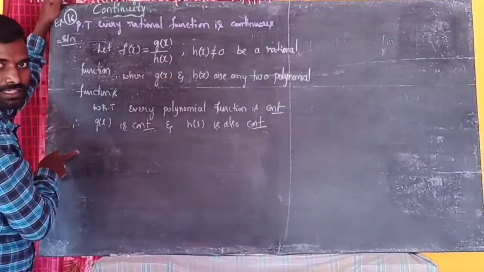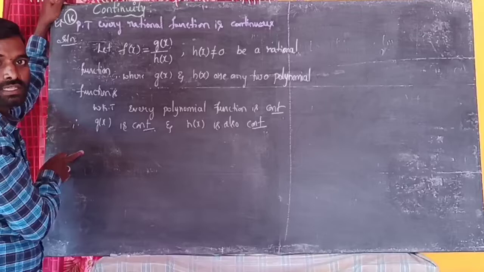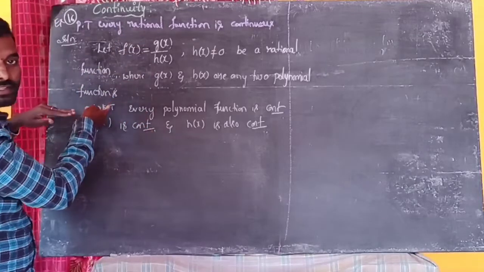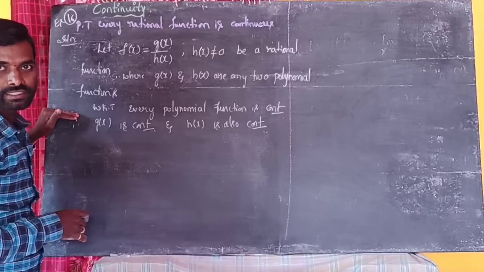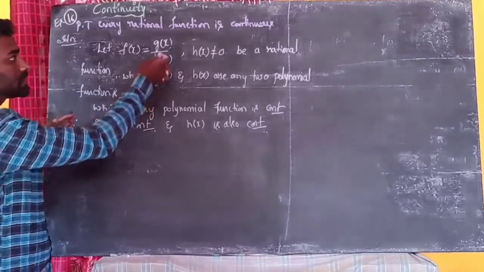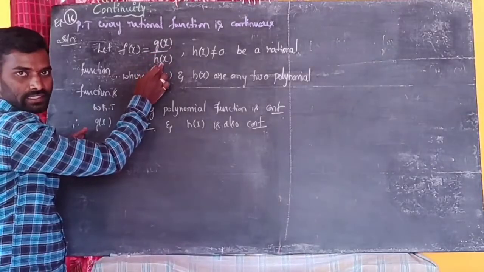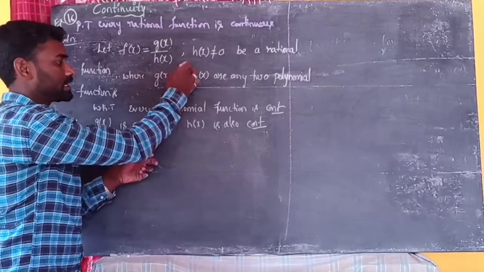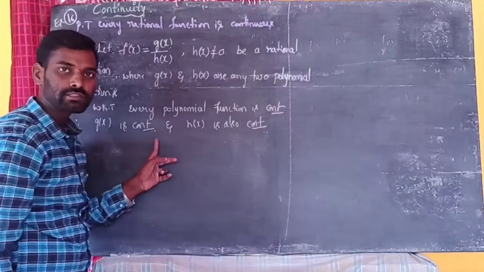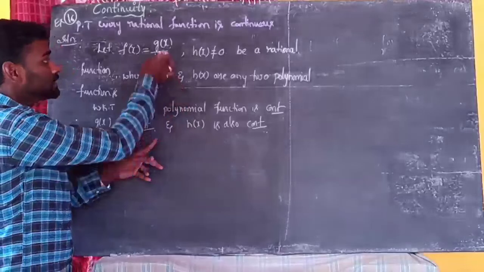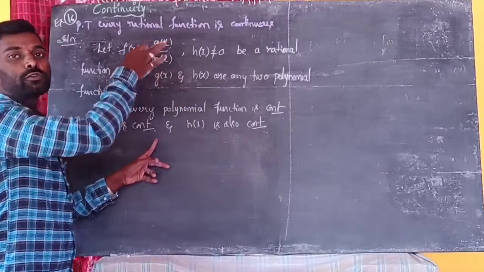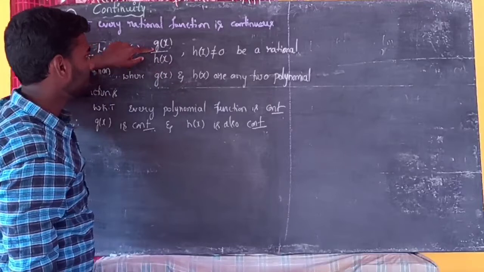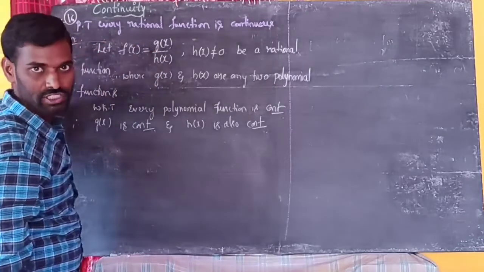In our last theorem, we just proved if f is continuous and g is continuous, then f by g is also continuous, right? Similarly, g is a continuous function because that is a polynomial function. Here h is a continuous function because that is also a polynomial function. Yeah, which means the quotient of any two continuous functions is continuous.